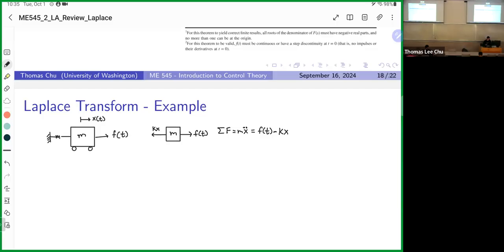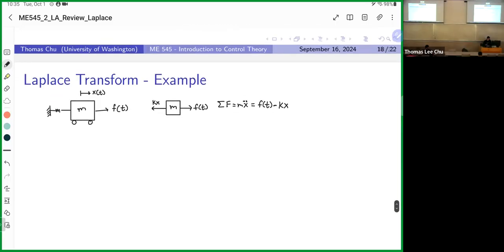So this is our differential equation. We're going to move everything to the left-hand side for x. So we get mx double dot plus kx is equal to f of t. And that should be it. So that's our differential equation.